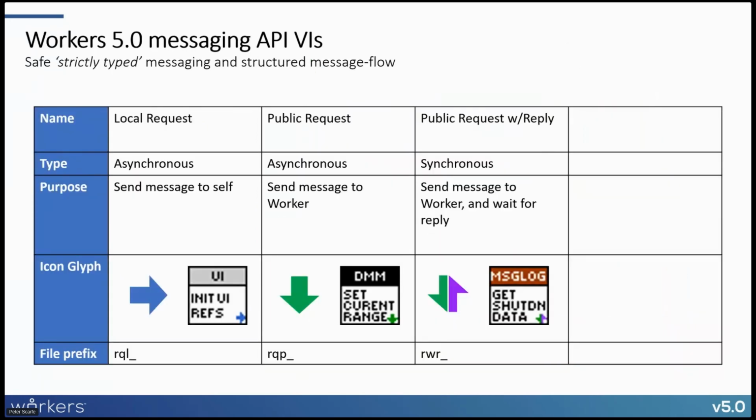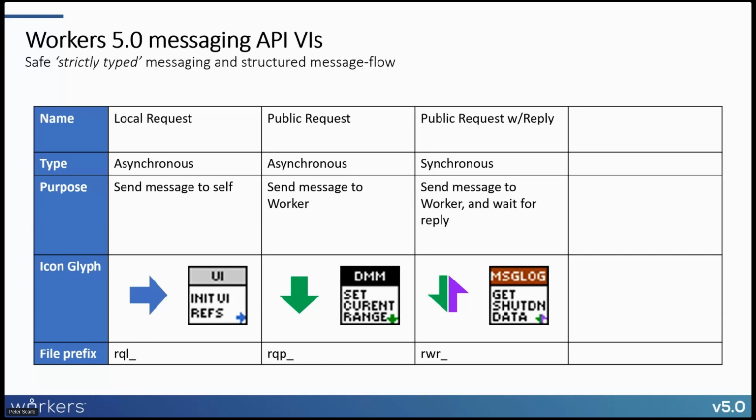Next up, we have the public API request with reply. This is a synchronous message that you can send to a worker from an external source, much the same as the public API request. However, this VI will wait until it receives a reply message back from the worker, or until a timeout duration has elapsed.